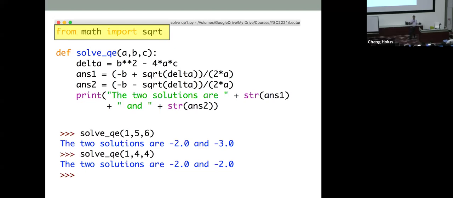But the square root function is not inbuilt. That means if you just call the square root function, SQRT, Python will say, I don't have that function. So what we usually do in practice, also in other languages like C or Java, we have a system called libraries. That means if I want to use a certain function, I will actually import the library.